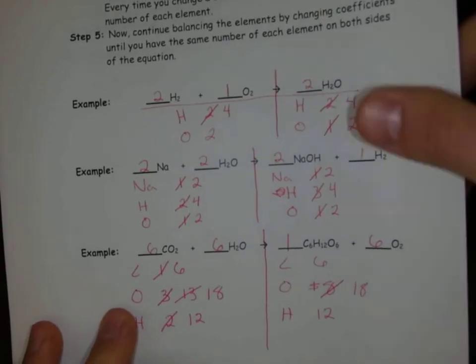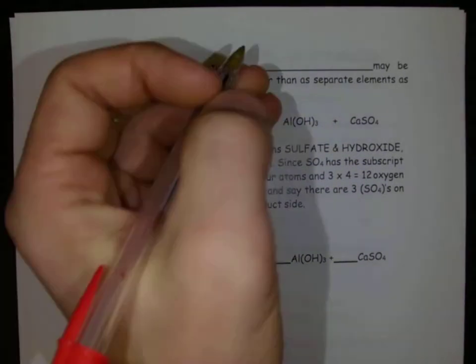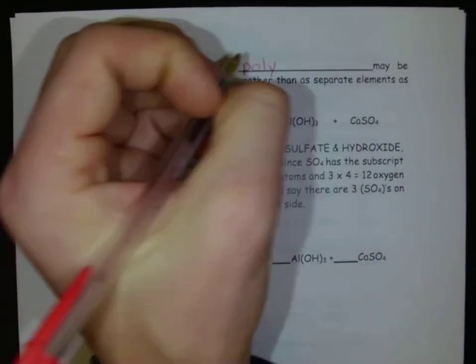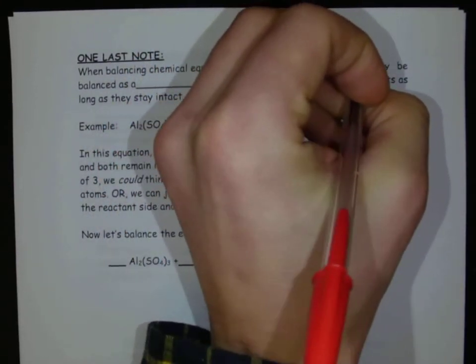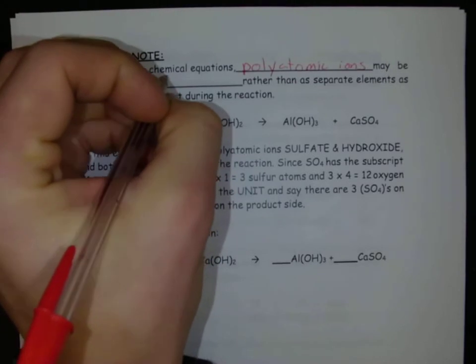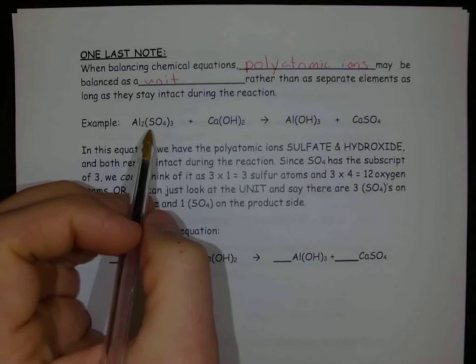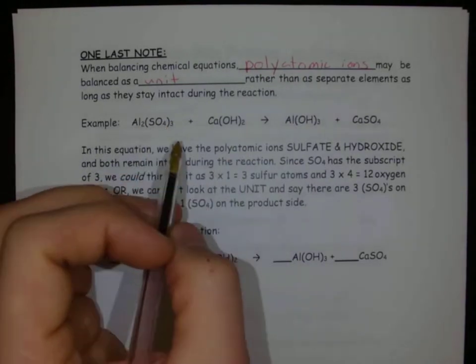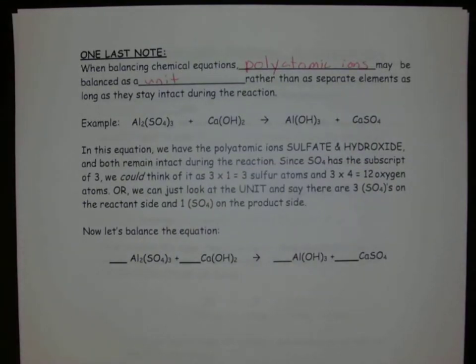One last note. When we balance our chemical equations, polyatomic ions may be balanced as a unit, as a whole piece, rather than as separate elements, as long as they stay intact. So our example here, we've got Al2(SO4)3, but the SO4 stays intact and is the sulfate over on the right side. The hydroxide here, in calcium hydroxide, stays as hydroxide on the right-hand side. They remain intact. They're going to stay the same.